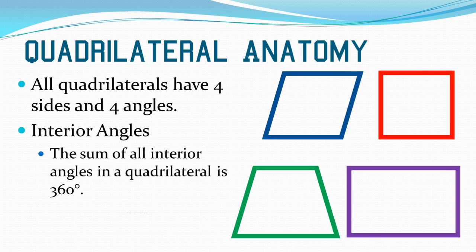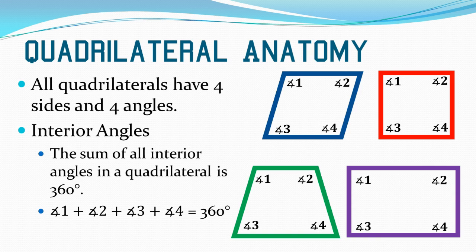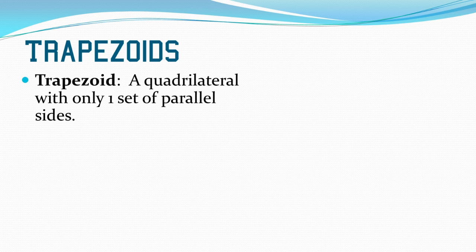If you add up all 4 angles, you get 360 degrees, regardless of whether it's a parallelogram, a rectangle, a square, a trapezoid, or any quadrilateral shape. Trapezoids are a special kind of quadrilateral. They're the only specific quadrilateral that we've been talking about that is not a parallelogram. Parallelograms have special properties based on the fact that they have 2 sets of opposite parallel sides. Trapezoids only have 1 set of parallel sides.